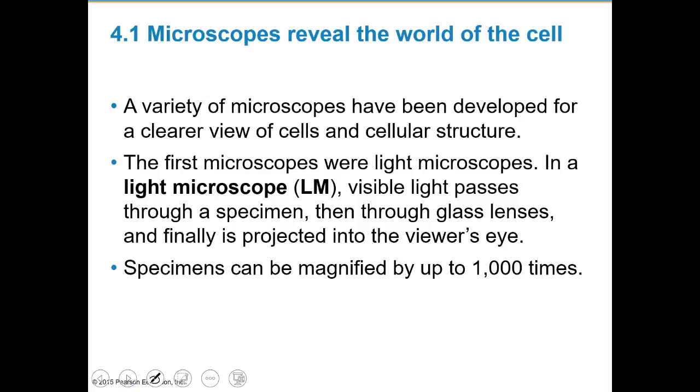So a variety of microscopes have been developed for a clearer view of cells and cellular structure. A lot of cool microscopes. We'll look at some of them. But the very first microscopes were light microscopes. That's what we call them, because visible light passes through a specimen, then through a glass lens, and finally is projected into the viewer's eye. So hopefully we'll be able to get one of these.